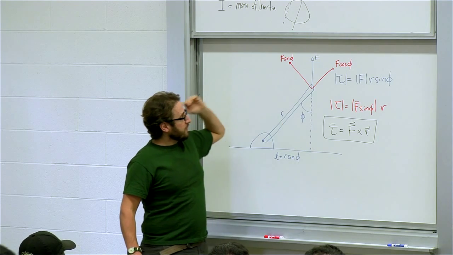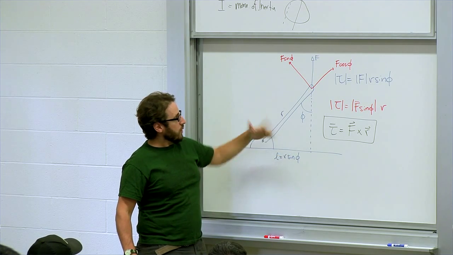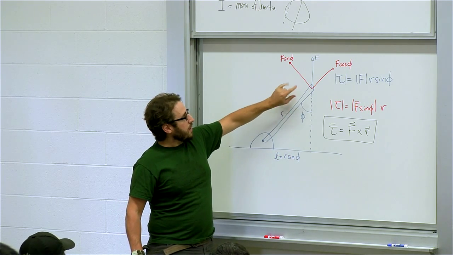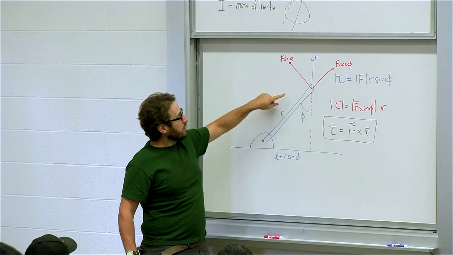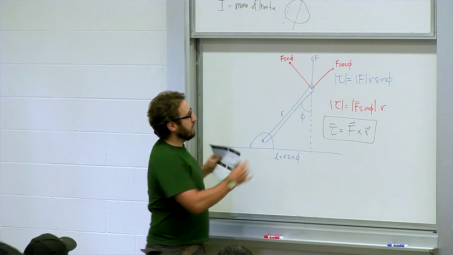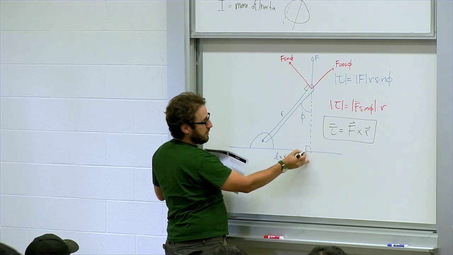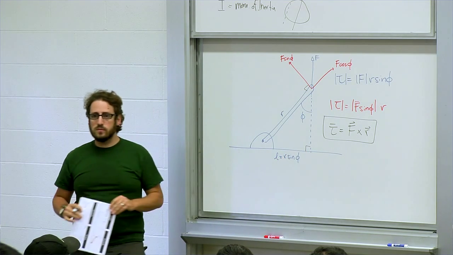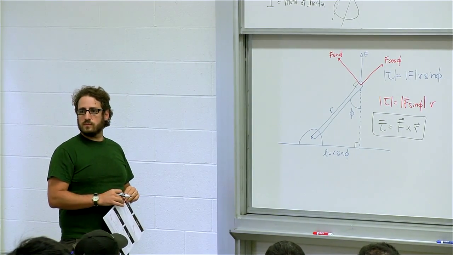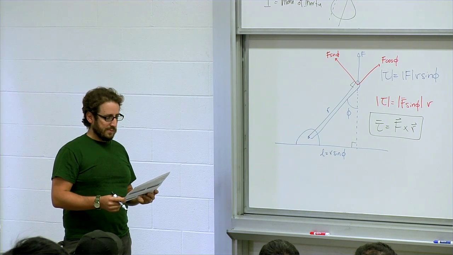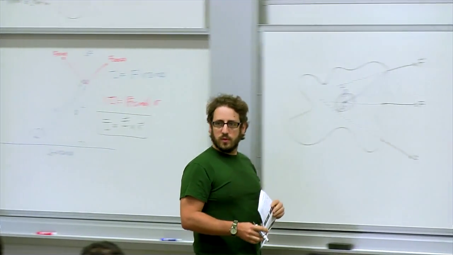You can see how, if you don't like to think about vectors and cross products, you can revert to a situation where the two are perpendicular, either by breaking the force into the useful component and the component that's radial, and using this 90-degree angle, or by drawing the line of action of the force down here and using this 90-degree angle. Okay? Questions?